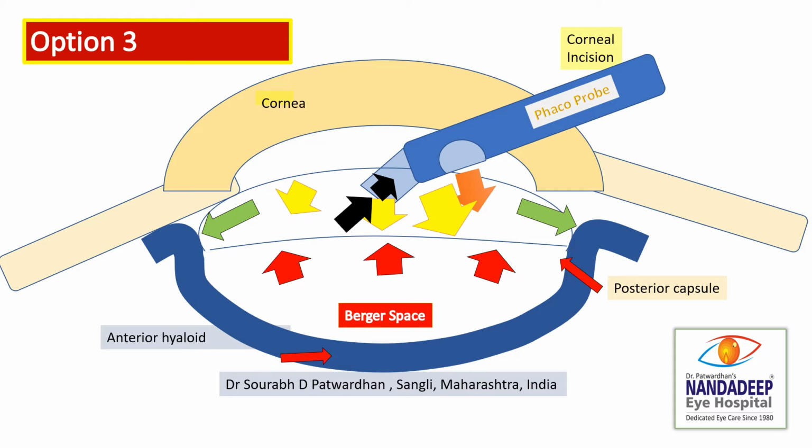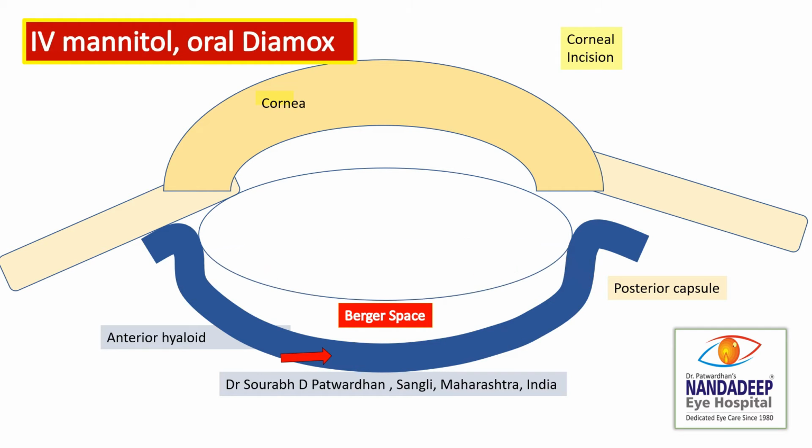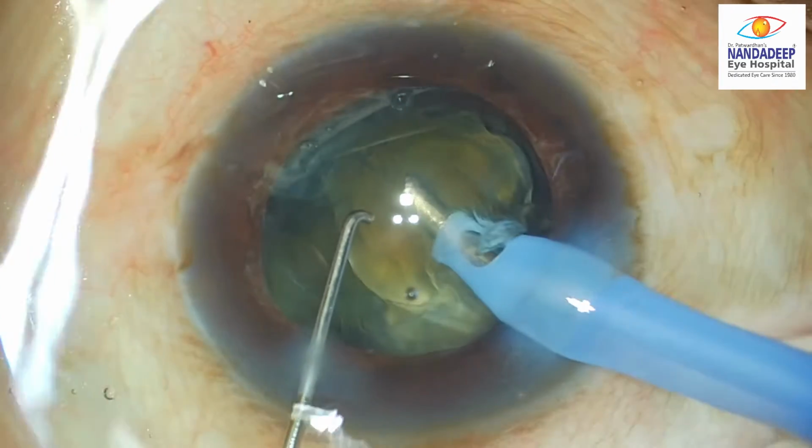Option 3 is to stop the procedure, close the incision, and then start the patient on IV mannitol or oral Diamox, or acetazolamide, to reduce the intraocular pressure. We can take up the patient the next day or once the anterior chamber forms again and the fluid in the Burgess space is dissipated. This is the safest method for beginner surgeons with less experience.